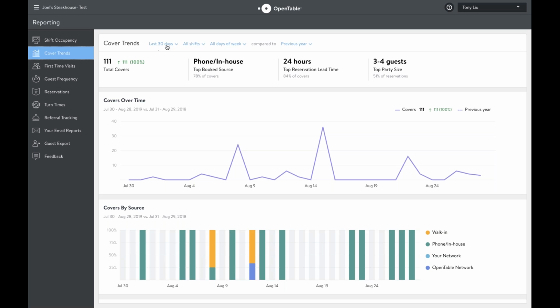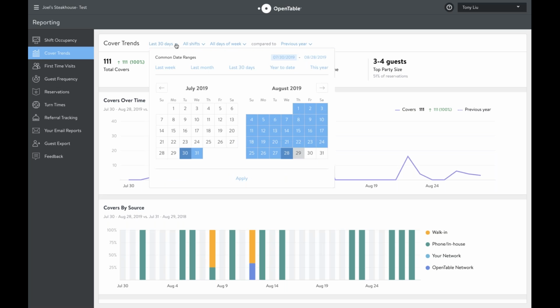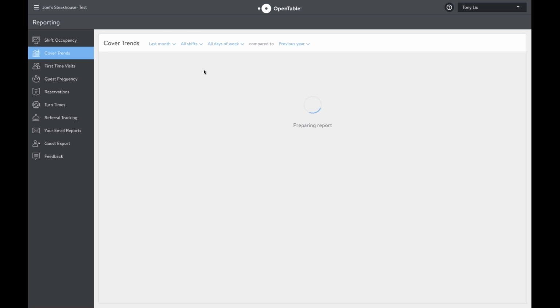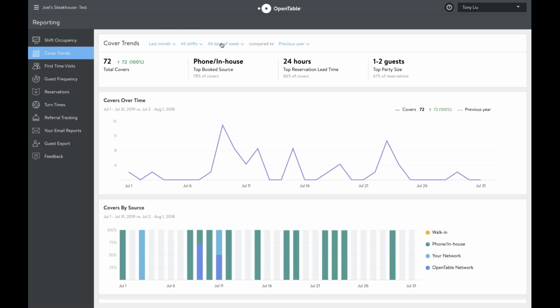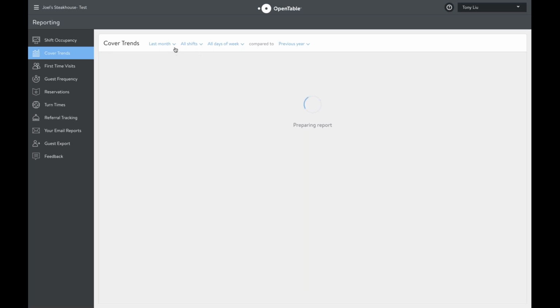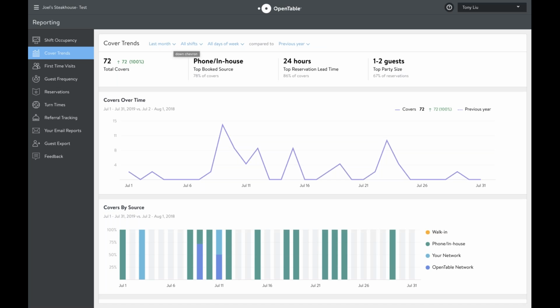So right here it's saying, let me get a covers trend for, let's say, the last month. So with the filtering capability, let's say last month, all shifts, all days, I want everything, and I want to compare it to last year. What did I do last month compared to last year? So 72 covers is what I did last month, and we're up 72. Basically, last year we didn't do anything. So if you haven't had GuestCenter for a while, if you've only had it for like 6 months, you probably don't want to compare to last year. You want to compare it to the last 4 weeks or previous period, which is the last month of that period. So that's why the data is not quite there.